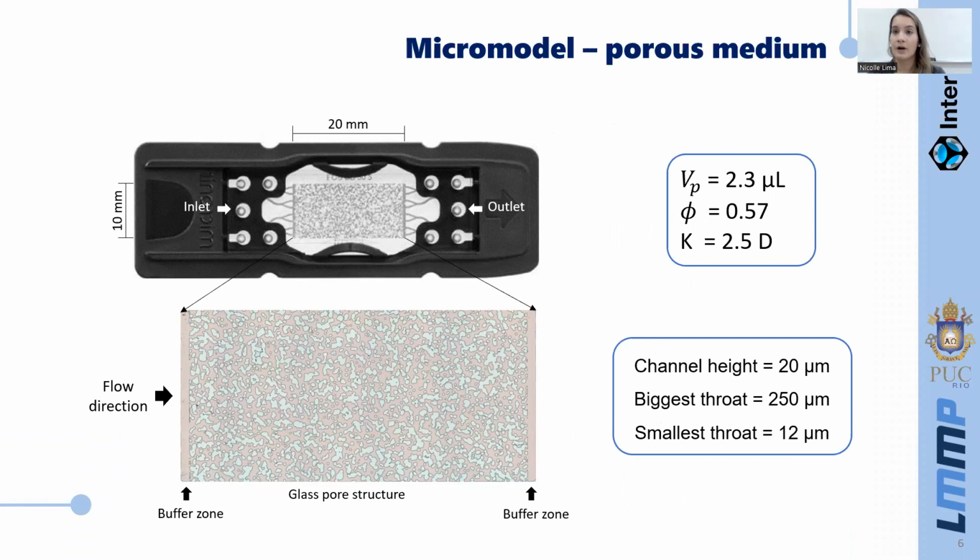It's a 2D micromodel made with glass by Micronit. Here is a picture of the device. We can see that there's one inlet, one outlet. Here is how we can see the device in the microscope. We have two buffer zones, one at the entrance, one at the outlet. Here are the properties of the micromodel and the sizes.